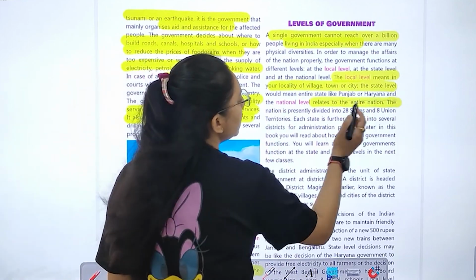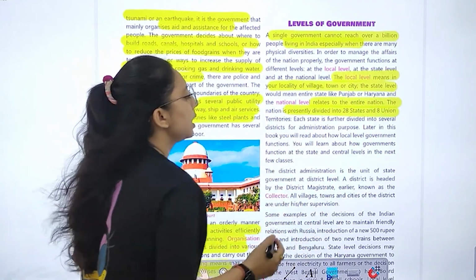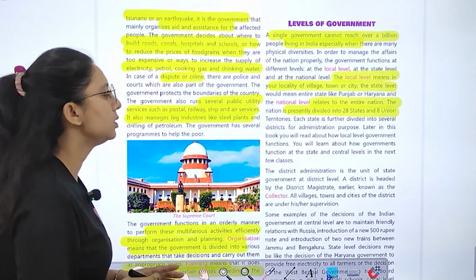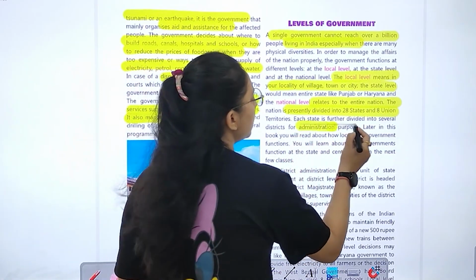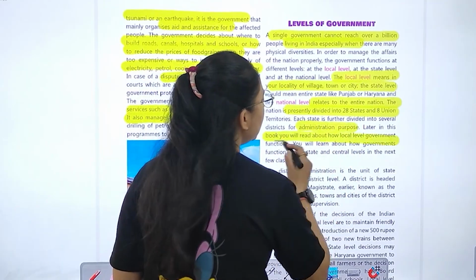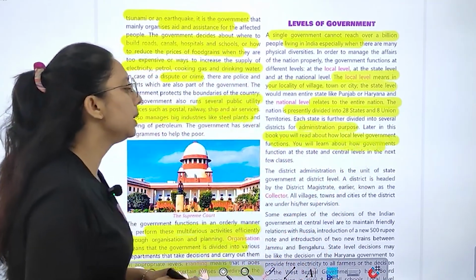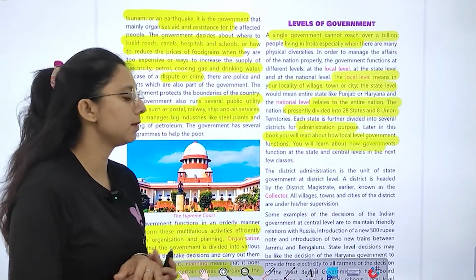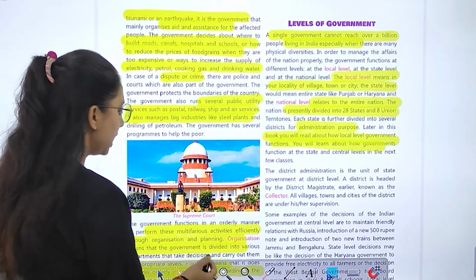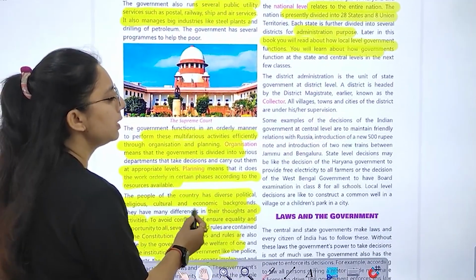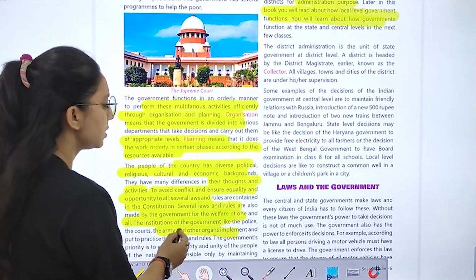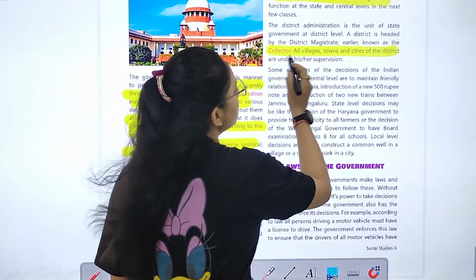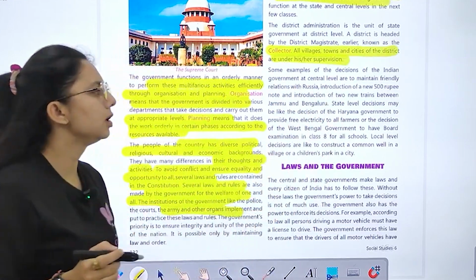And the national level relates to the entire nation. So India has been divided into 28 states and 8 UTs. And every state is further divided into several districts for administration purposes. Later you will read about local government and learn how government functions at the state level and at the central level. So district administration is the unit of state government at the district level. The head is the district magistrate, right? And it is the collector. The villages, towns and cities of the district are under his supervision.